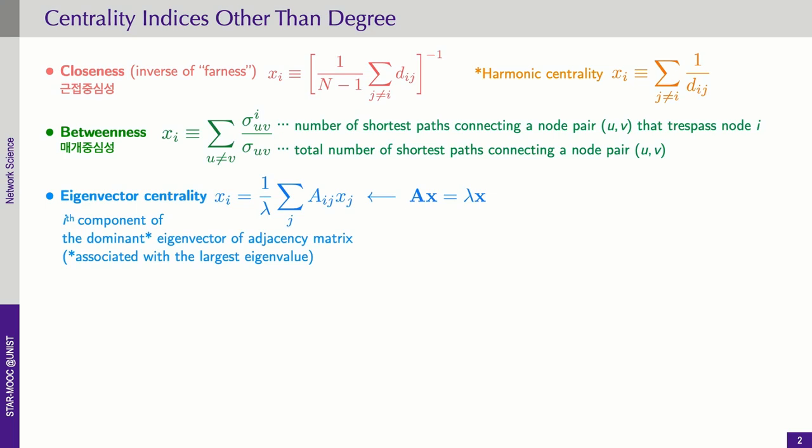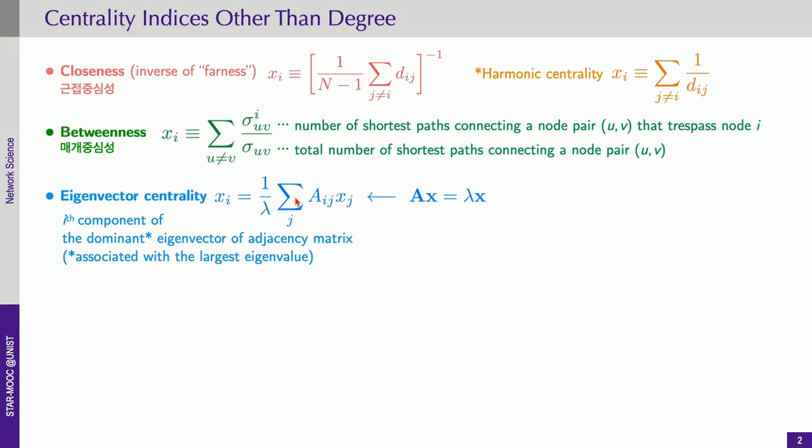Eigenvector centrality is based on the adjacency matrix we learned in the previous class. Its defining equation is given like this. An intuitive interpretation of eigenvector centrality is that if a node is connected to another node with high centrality, it is likely to be central as well. And they will be determined in a self-consistent manner by this eigenvalue equation.